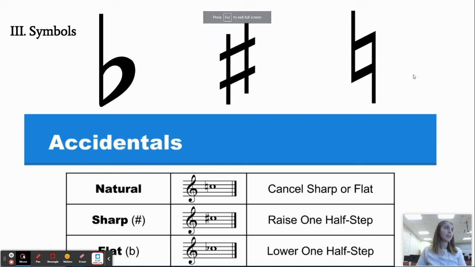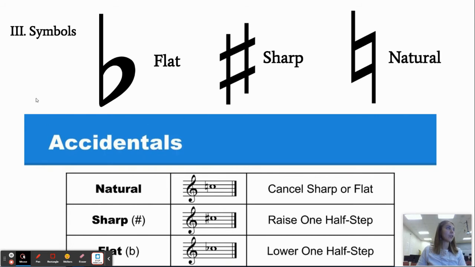The next part are the symbols in music. So accidentals, like flats, sharps, and natural signs are all examples of accidentals in music. Flat, sharp, or natural, that's in a measure, but it's not in the key signature, are accidentals. So there's our natural, it cancels out a sharp or a flat.